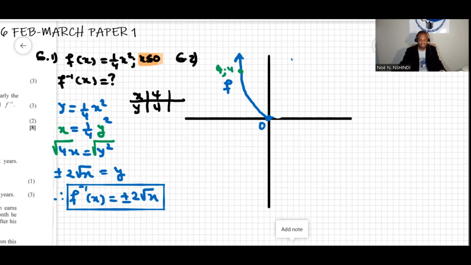No, this is on the other arm. Let's actually check the point -4. Yes, if the point was -4, so we have -4 to the power of 2 will be 16. 16 over 4 is 4, so it's the point (-4, 4). That's the point.